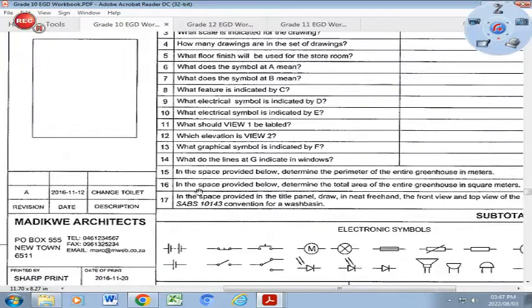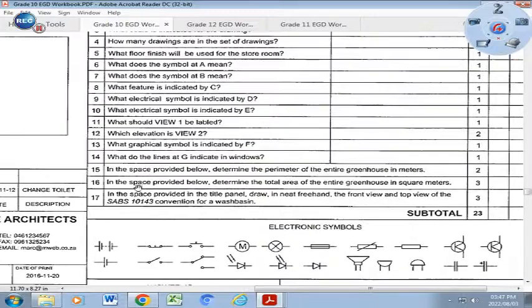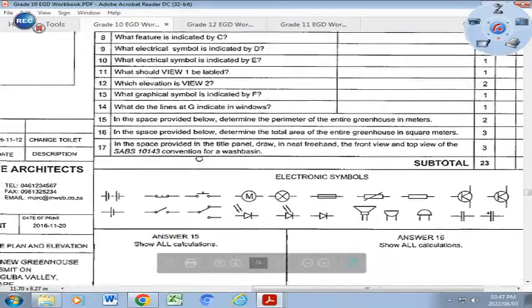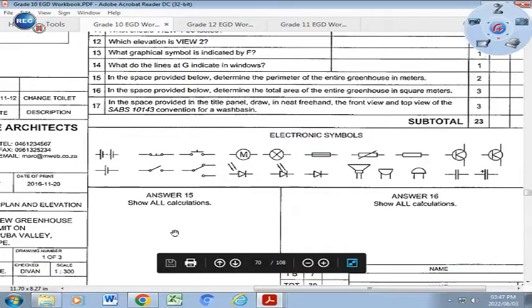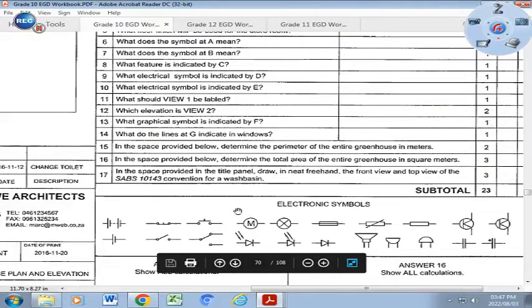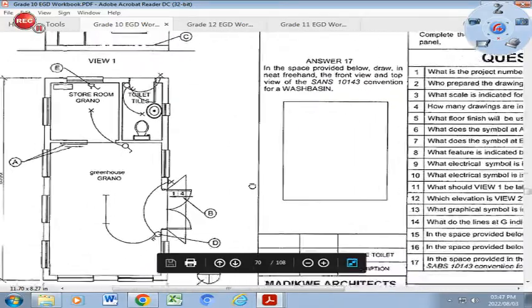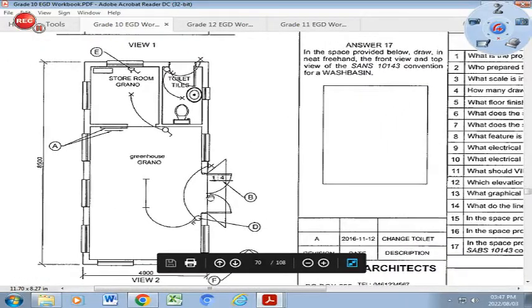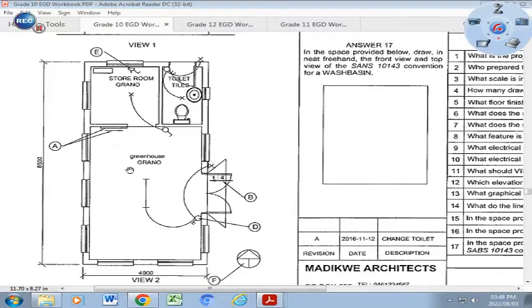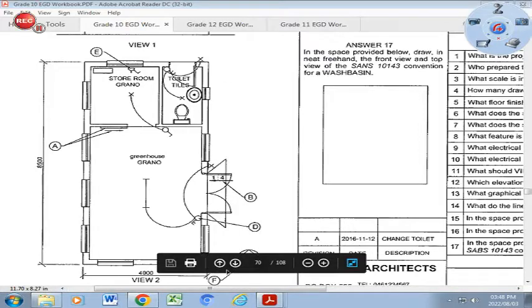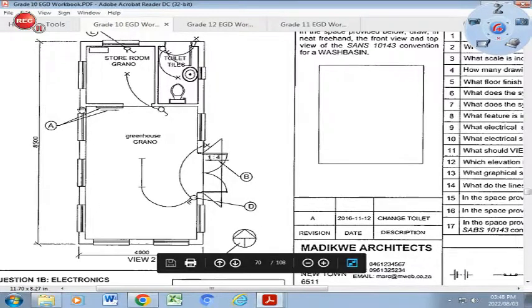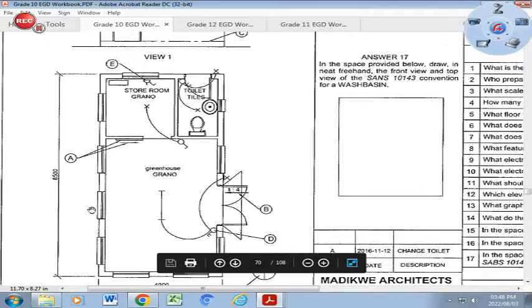If we go to the next one, number 15, very important, higher order. In the space that's going to be provided here by number 15, which is in this space over here, you need to determine the perimeter of the entire greenhouse in meters. So the entire floor plan's perimeter must be calculated. Perimeter means that you have to take all the sides and add them. 2 long sides and 2 short sides must be added. We must have our answer in meters.